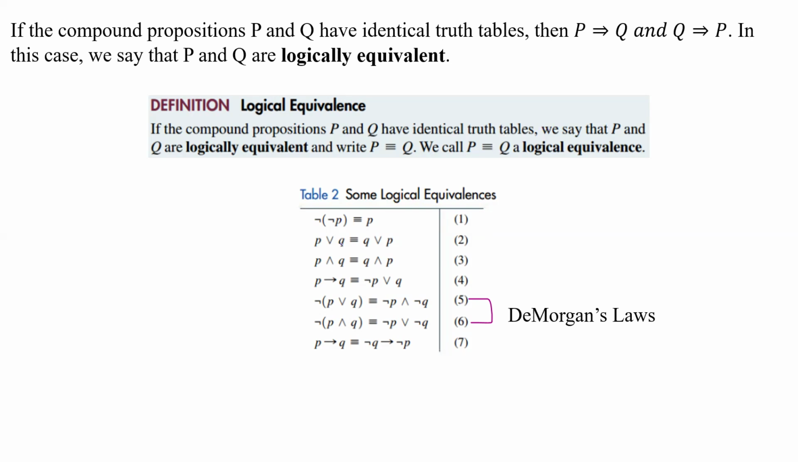So some logical equivalences that we have here are: not not P is logically equivalent to P; P or Q is logically equivalent to Q or P; P and Q is equivalent to Q and P; if P then Q is equivalent to not P or Q; not (P or Q) is equivalent to not P and not Q; not (P and Q) is equivalent to not P or not Q; and if P then Q is equivalent to if not Q then not P. Now these two, excuse me, numbers 5 and 6, are called De Morgan's laws. Sometimes we have special cases and we name them after certain people, and these two are named after De Morgan.